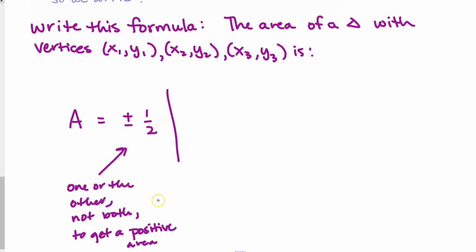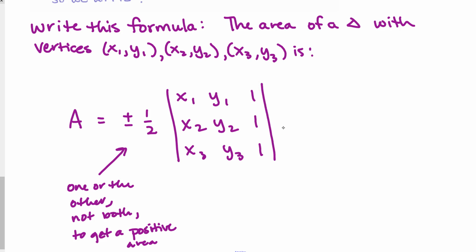And it is that determinant where you have the first vertex with a 1 after it, the second vertex with a 1 after it, and the third vertex with a 1 after it. The 1s just allow you to have a square matrix. And multiplying by 1 does not change the value of anything. Okay.